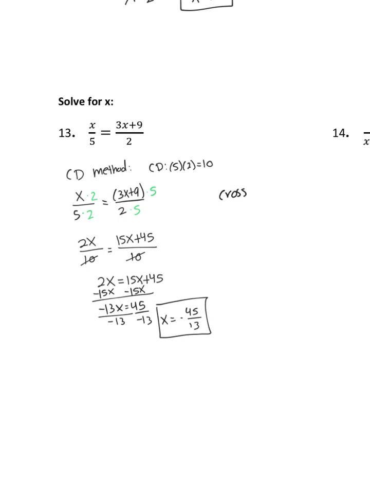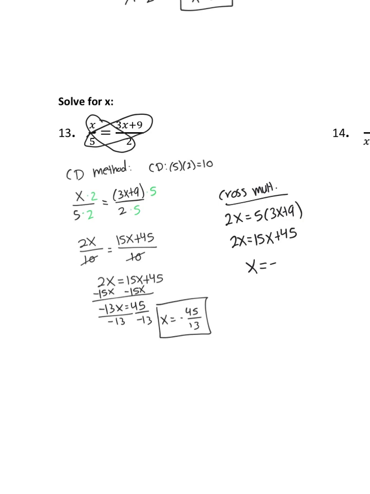So cross multiply, you're going to multiply these two together and multiply these two together. You've got 2x is equal to 5 times 3x plus 9. So you've got the same thing that you did on the other one. And I'm not going to solve it from there. You're going to get the same exact answer as you did on the other one. So whatever method you're most comfortable with, use what you like, okay?